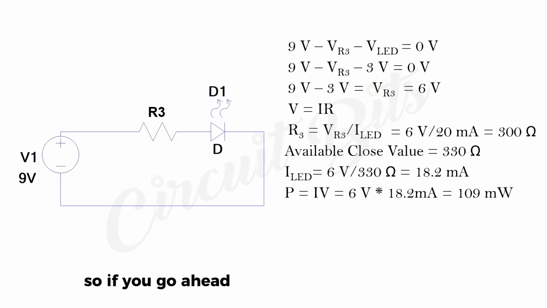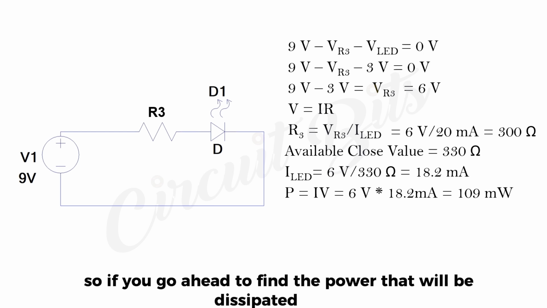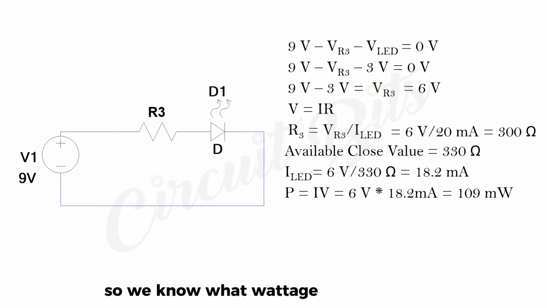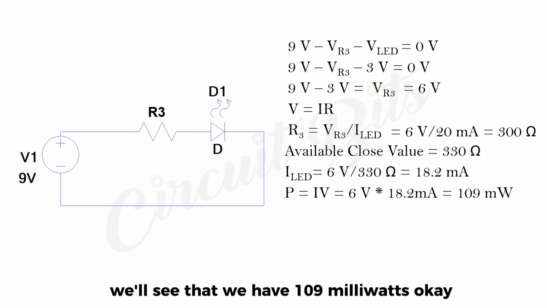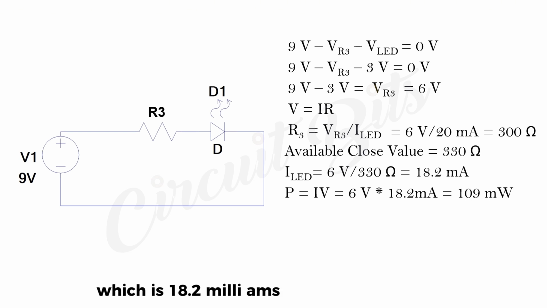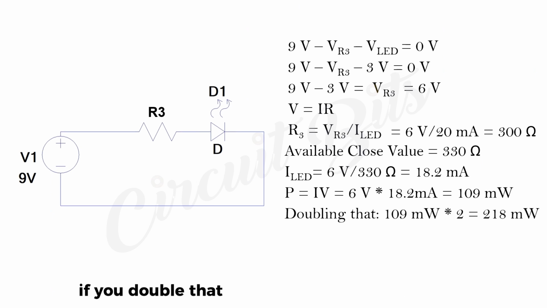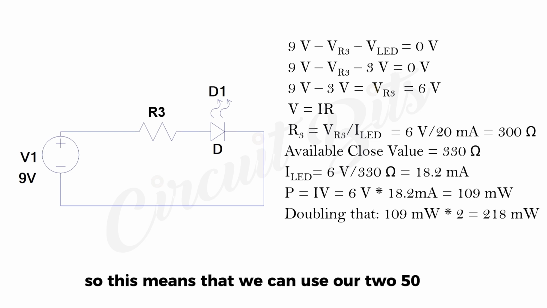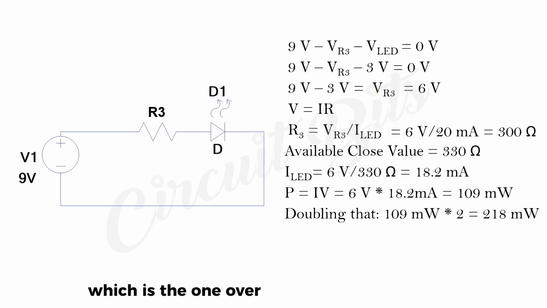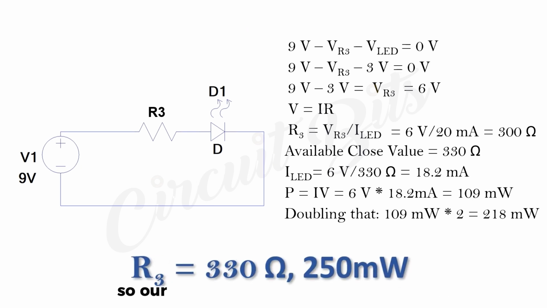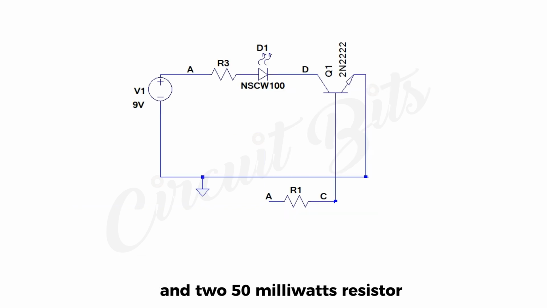Okay, so if we go ahead to find the power that will be dissipated by R3, so we know what wattage of resistor to use, we'll see that we have 109 milliwatts. If we use the formula P equal to IV, we multiply the current, which is 18.2 milliamps, by the 6 volts across it. We're going to have 109 milliwatts. If we double that, we have 280 milliwatts. So this means that we can use our 250 milliwatts resistor, which is the 1/4 watt type resistor here. So our resistance for R3 is 330 ohms and a 250 milliwatts resistor.